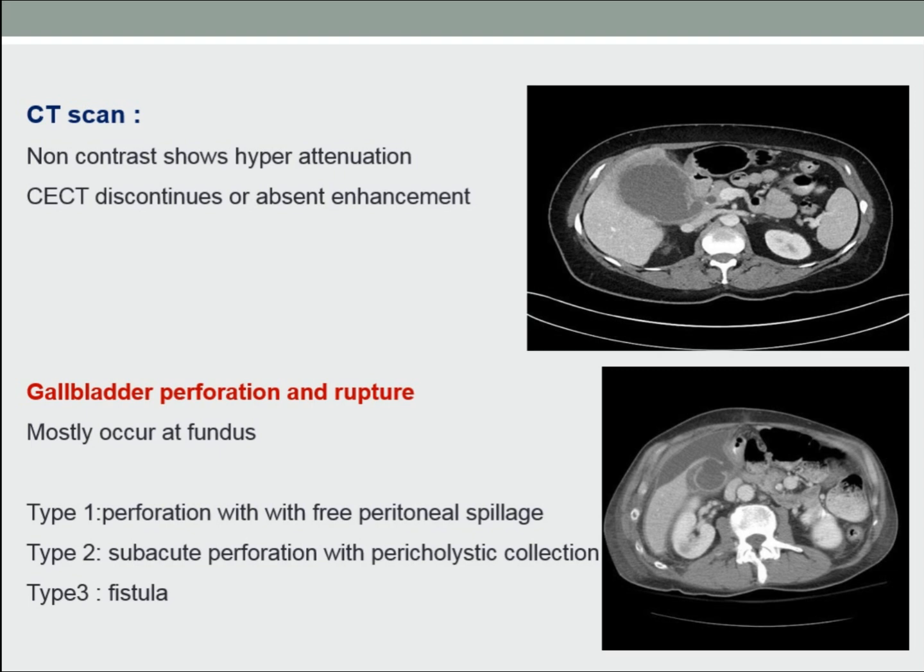There are three types of perforation of the gallbladder: perforation with peritoneal spillage, like in this case, subacute perforation with pericholecystic collection, and perforation with fistula formation, whether between the biliary tree and the bowel.